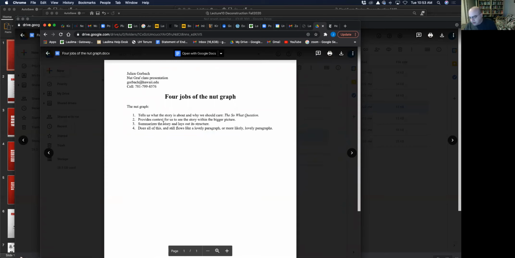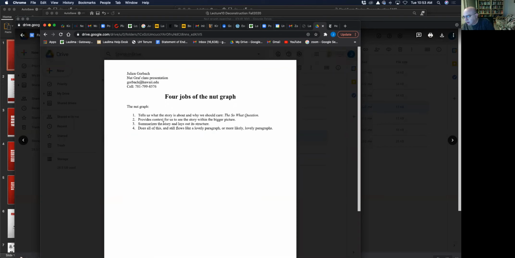Let's say the nut graph is four sentences long. The idea is that sentence A covers the early part of the story, sentence B covers the next part of the story, sentence C covers the third part of the story, and sentence D covers the fourth part. And then it all comes together in a way that flows like a paragraph. So even though you're laying out the structure, the whole paragraph should read well, and it should read as one story altogether.